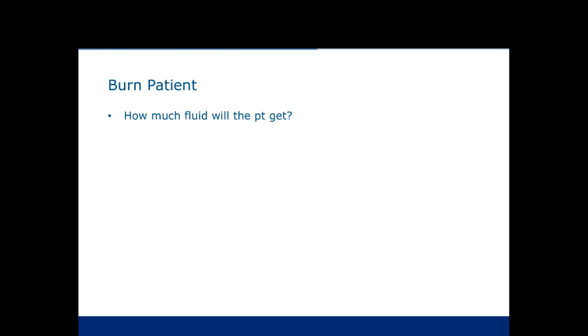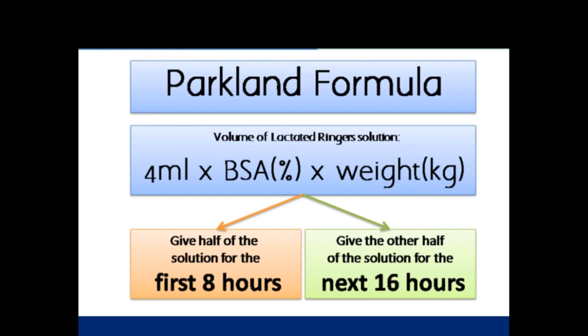Burn patient. So they have a burn patient. How much fluid will the patient get? What is their magic formula? So it's the Parkland formula, right? The Parkland formula is 4 milliliters times the body surface area burned in percentage, so up to 50%, right? If the patient is burned 80, you still give 50%. It has to be a whole number, so not 0.5, 50, right? And the weight in kilograms. And you get a total number, right?